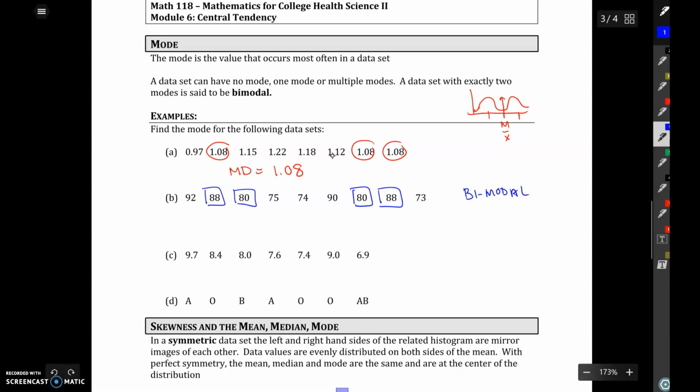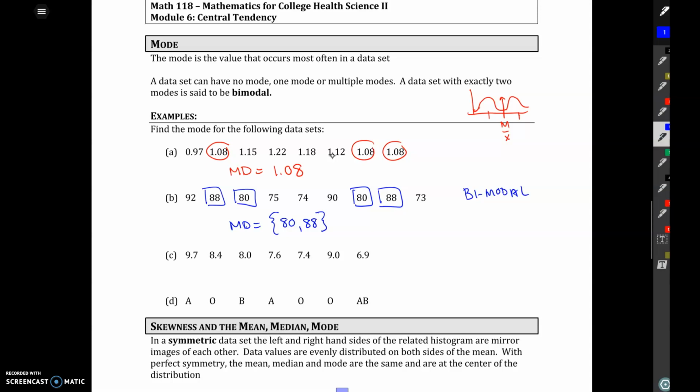Okay, so when we have a bimodal data set, or any data set that has multiple modes, we're going to use set notation to list the modes. Set notation uses curly brackets, and then we write down the modes in order from lowest to highest, and separate them, creating a list with commas. So I'd write the mode is equal to {80, 88}.